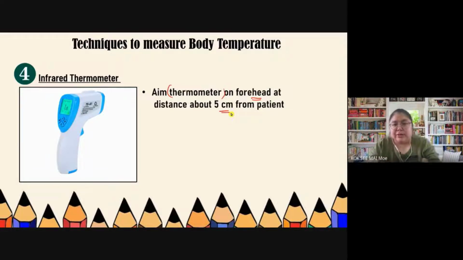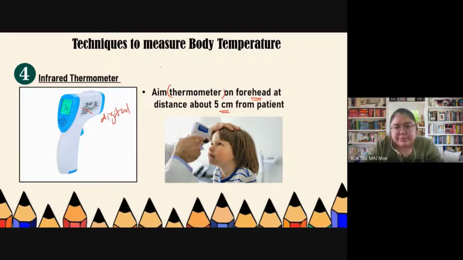After that, press it, and you get the reading from the screen. It shows you the digital reading. The diagram is just like this: aim around here from 5 cm, then measure the temperature of the patient. So these are 4 different thermometers: clinical, lab, then rectal, and the 4th is the infrared. This shows how to use them to measure our body temperature.